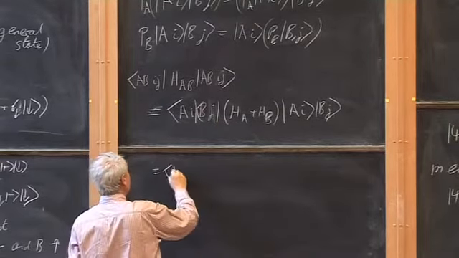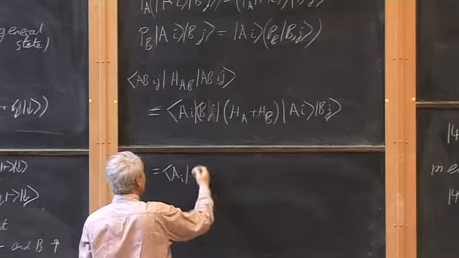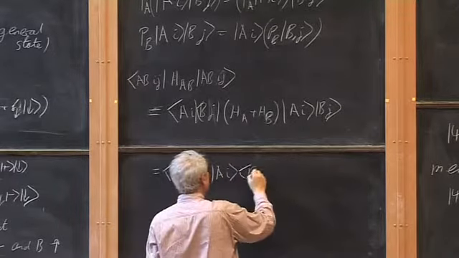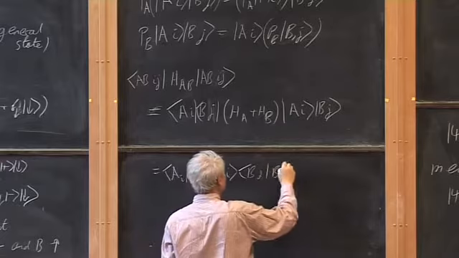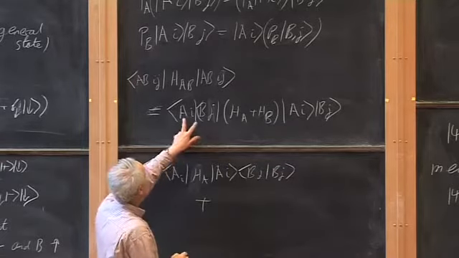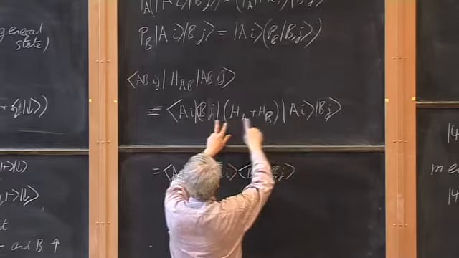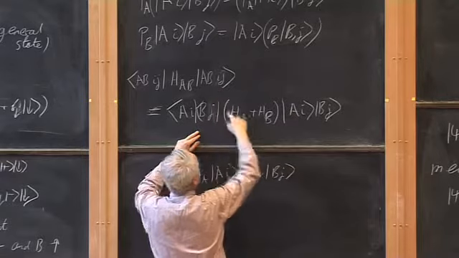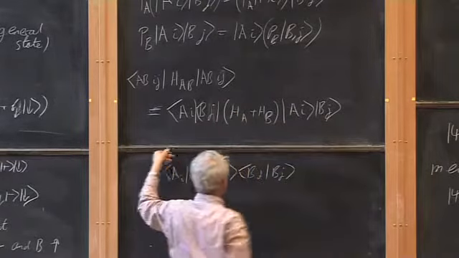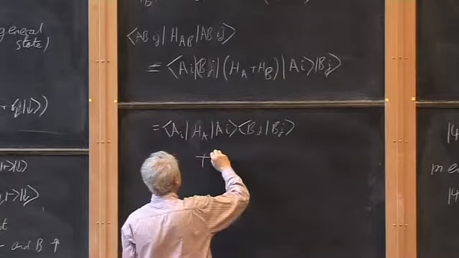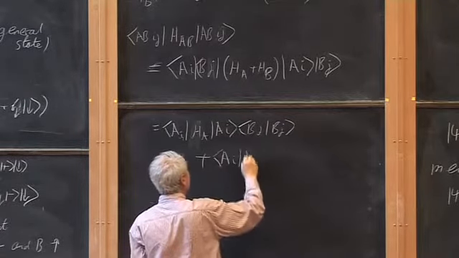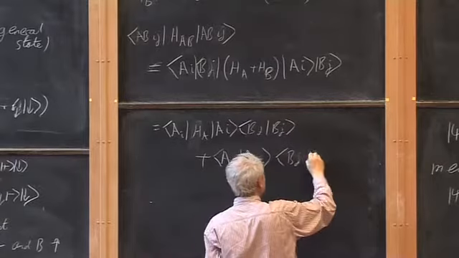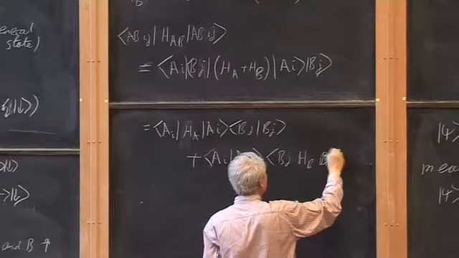and this gives me ⟨Ai|HA|Ai⟩⟨Bj|Bj⟩ plus, so that comes from this, because that passes through this A operator as if this was just a number, bangs into that. Plus, correspondingly, we're going to have ⟨Ai|Ai⟩⟨Bj|HB|Bj⟩.